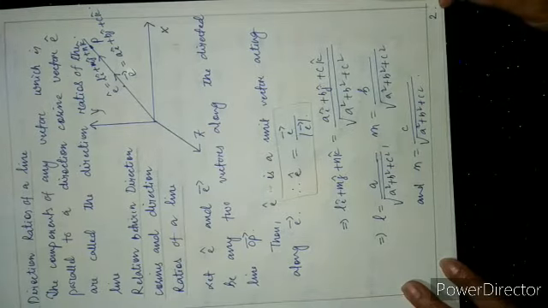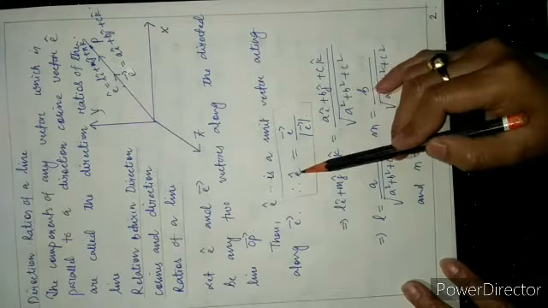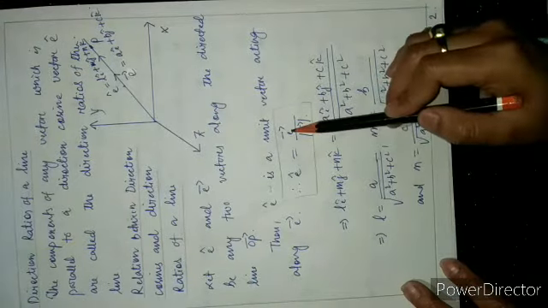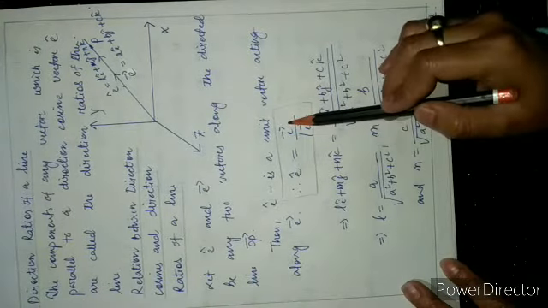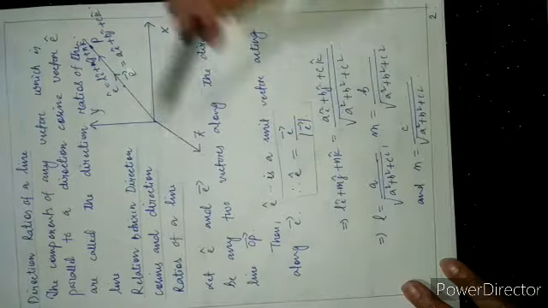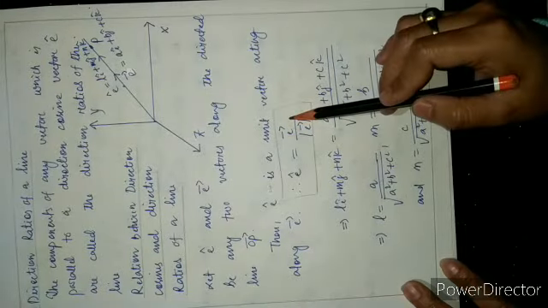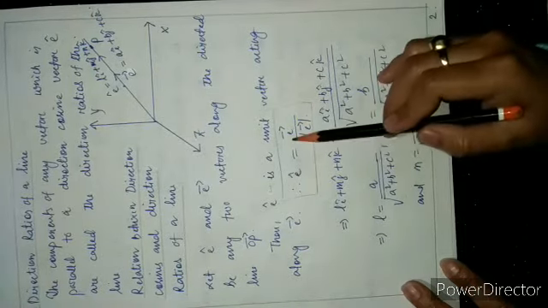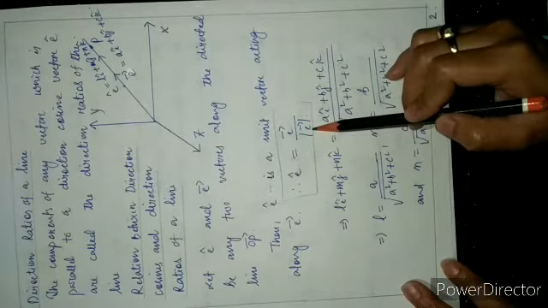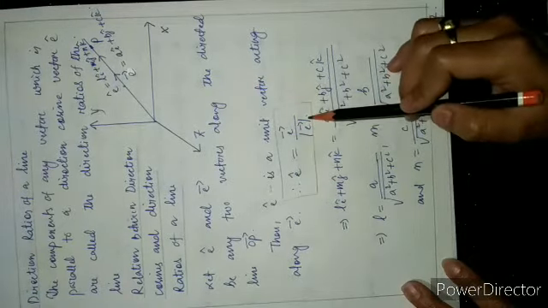E cap is given by E vector divided by magnitude of E vector. So E cap and E vector are parallel. Parallel means they are acting along the same line segment. E cap is E vector divided by its magnitude.